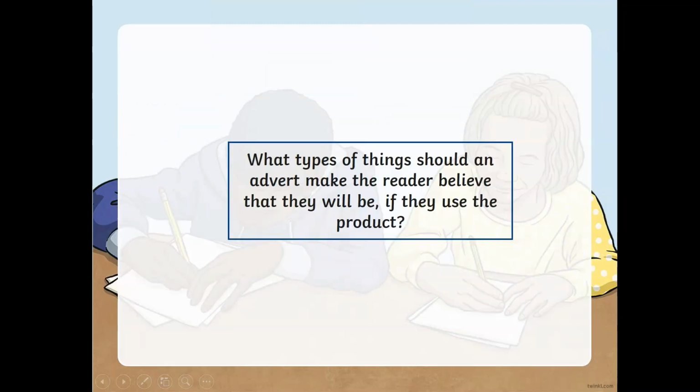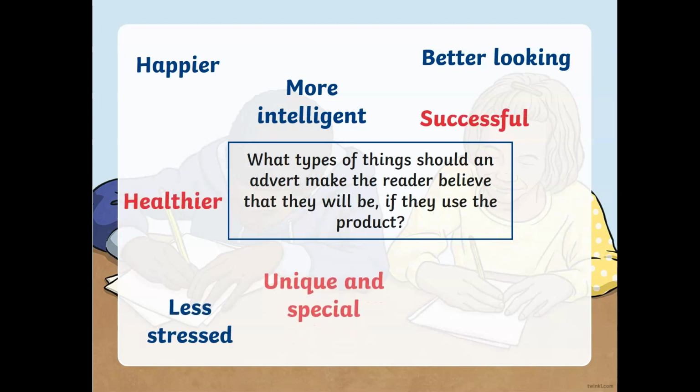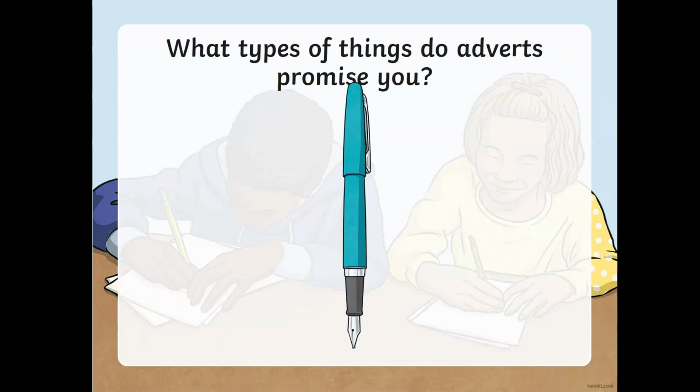Now, what type of things should an advert make the reader believe that they will be if they use the product? It should make the customer, the reader, happier, more intelligent. Yes, you need to present all the positives: better looking, successful, healthier, less stressed. Of course, it should give you relaxation, make you feel unique and special, more comfortable, fashionable, cool.